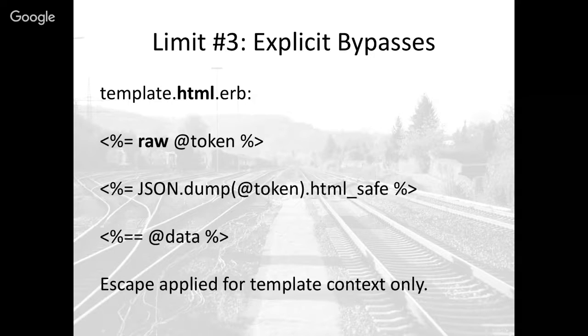.html_safe is exactly the same. In fact, that uses it under the hood. And the strange and little-known one that no one in the Rails community seems to know about, percent double equals, also bypasses the entire escaping mechanism. It tells it, just include this raw thing.